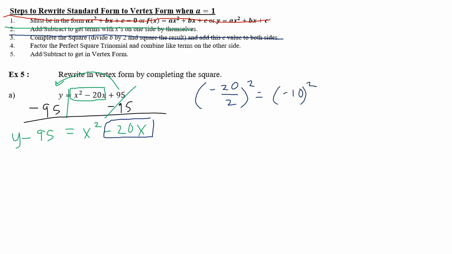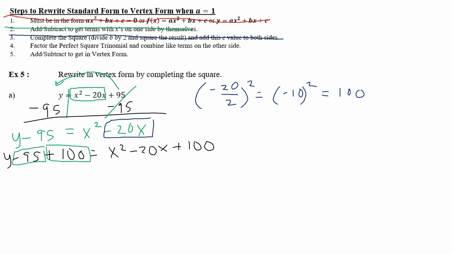Negative 10 in parentheses raised to the second power is going to give us a c value of positive 100. So we're going to add 100 to both sides. So we're going to have y minus 95 plus 100 equals x squared minus 20x plus 100. Okay, a couple things we can do here now. On the left, we can combine negative 95 with 100 because they're like terms. So that'll be y plus 5.